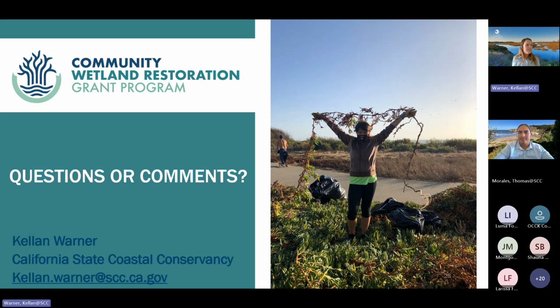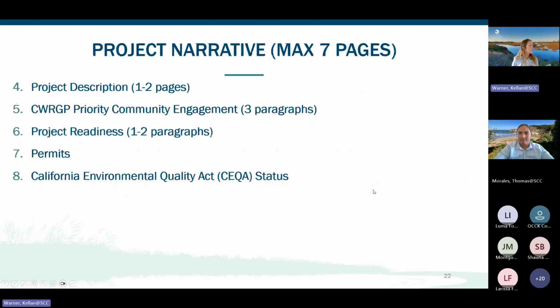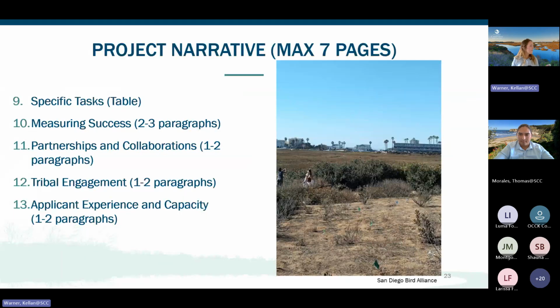Yeah. And let me remind all of us which question that is. It's not project readiness. Applicant experience and capacity. So I would throw that on question 13.